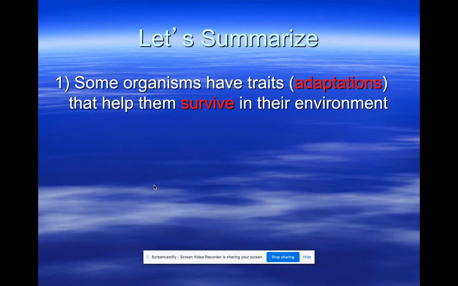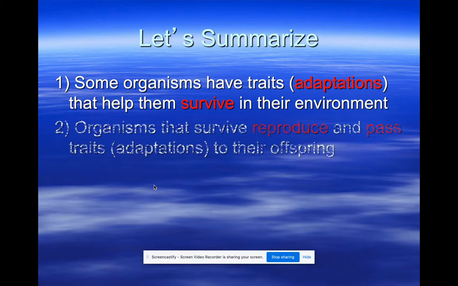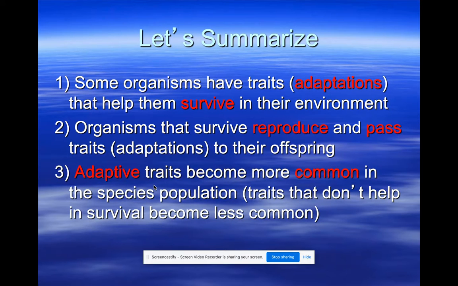All right, so let's summarize. Some organisms have traits, adaptations that help them survive in their environment. Organisms that survive, reproduce and pass these traits or adaptations to their offspring. So if you survive, you reproduce and pass your traits. Those adaptive traits become more common in the species. The traits that don't help in survival become less common. So again, if a trait helps you survive, you're going to reproduce and pass those traits to your offspring.